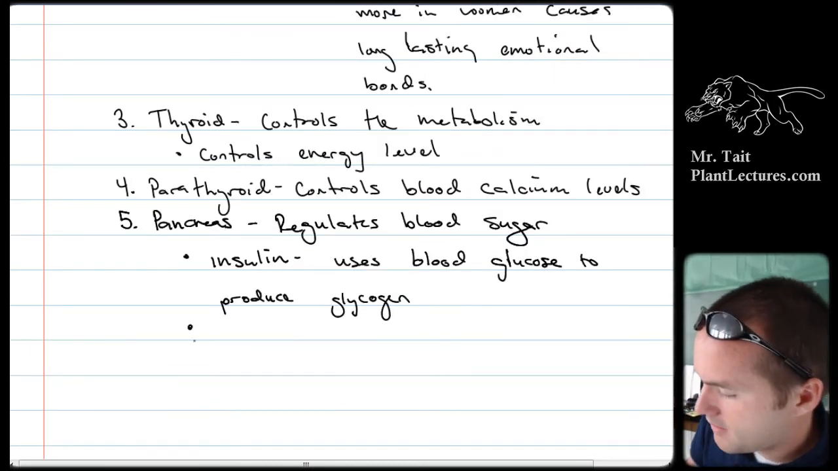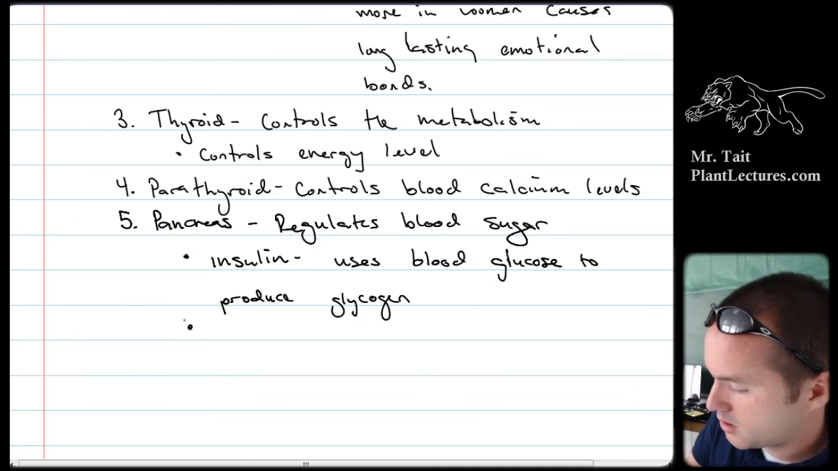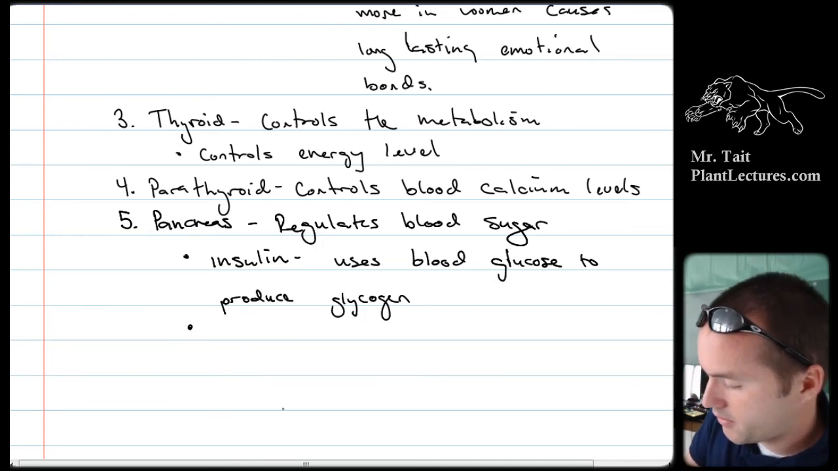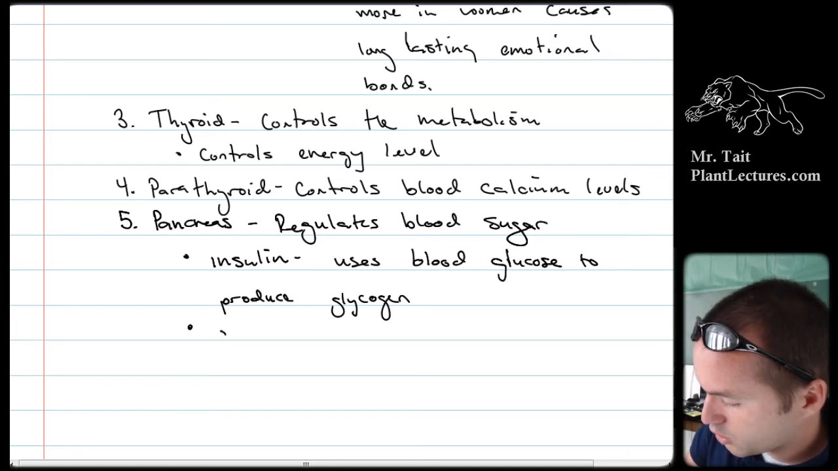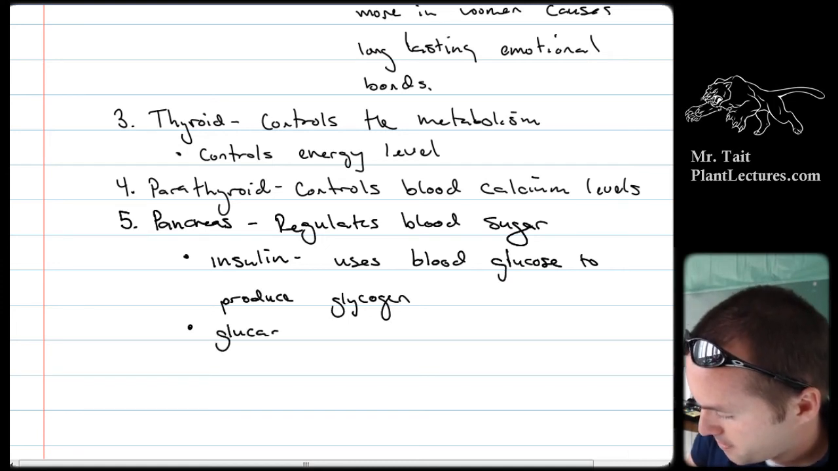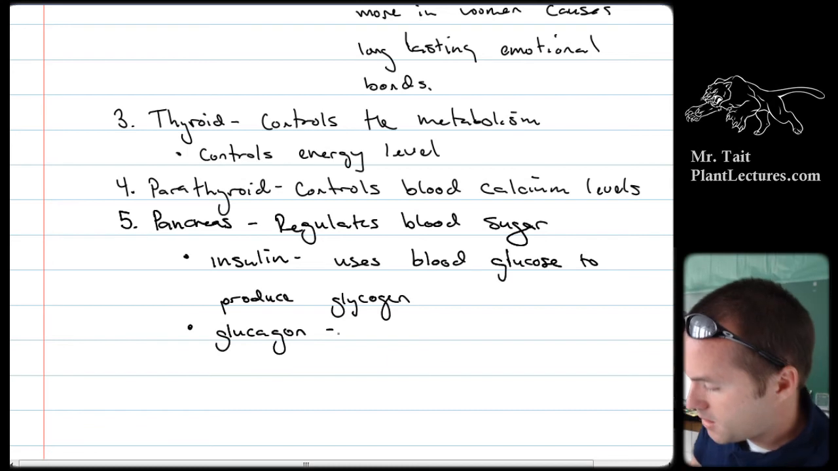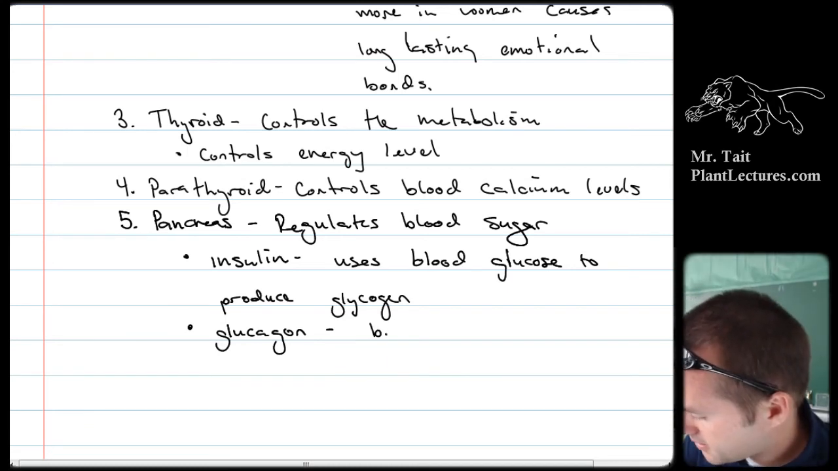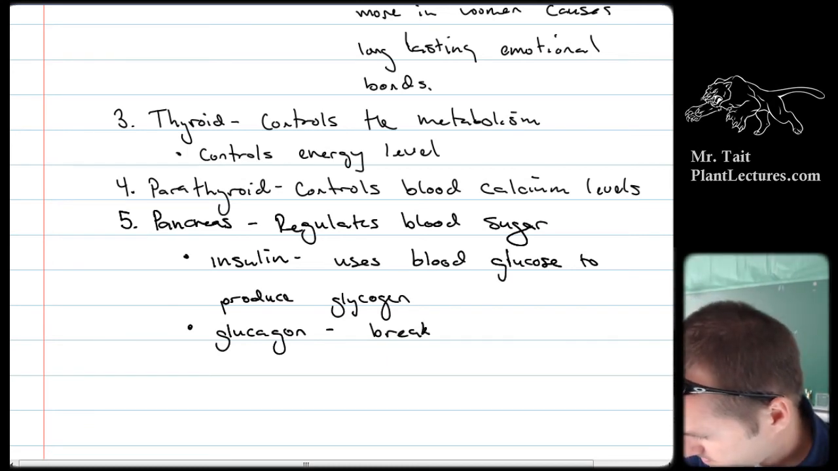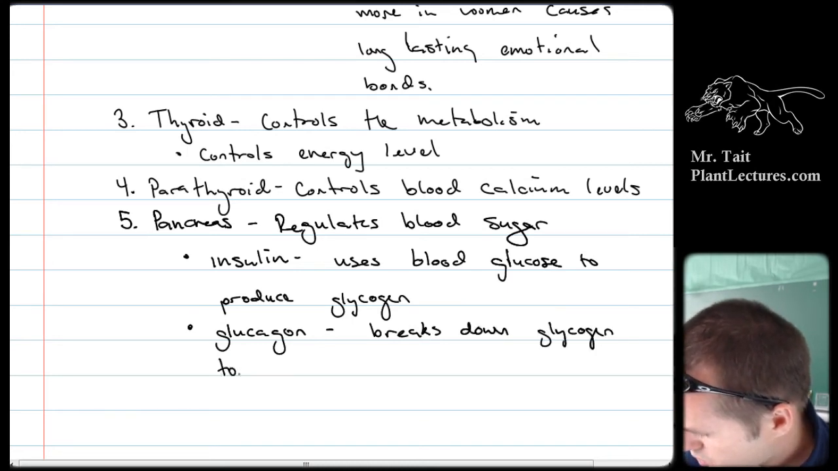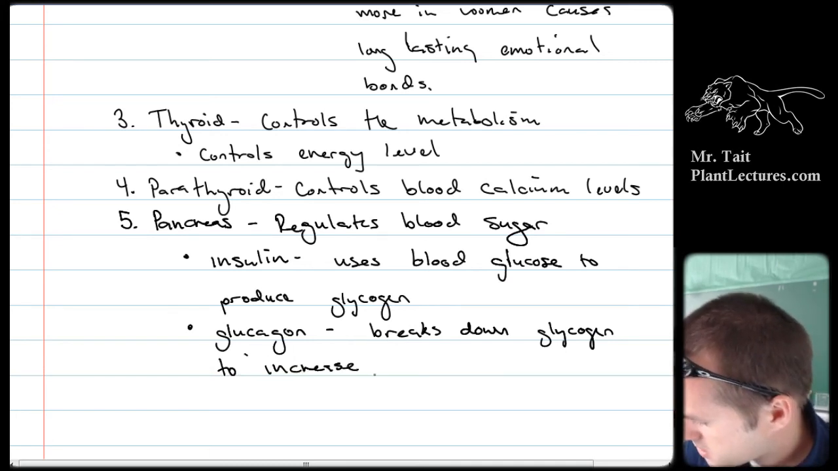And then if you have too little blood sugar, if you are fasting or something, that is going to release something called glucagon, which is going to break down glycogen to increase blood glucose.